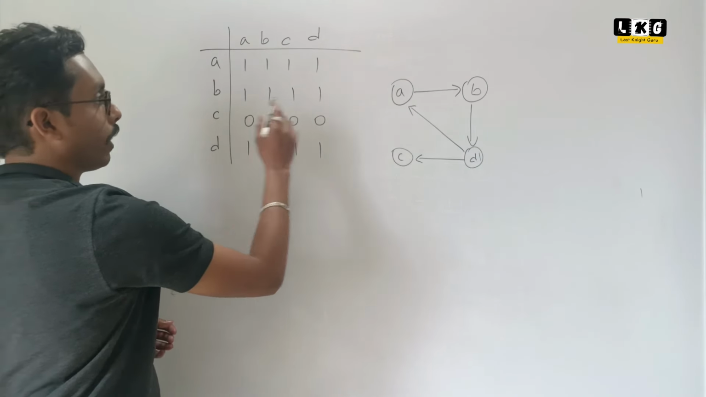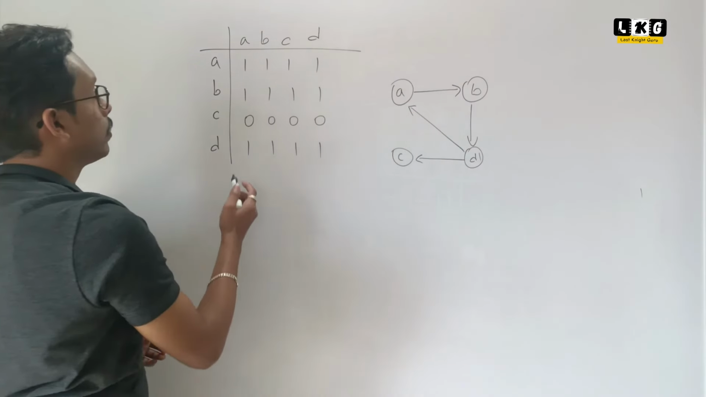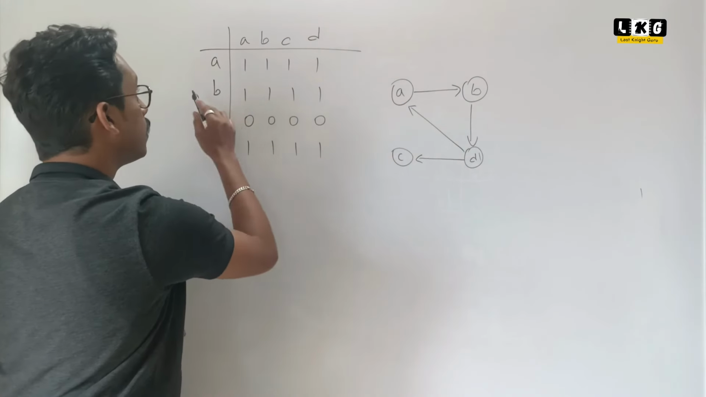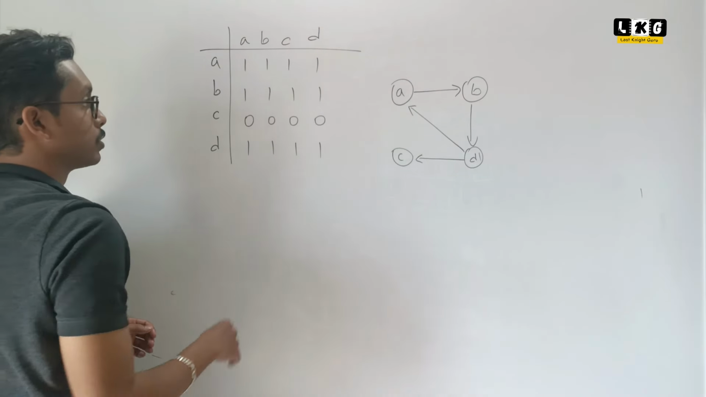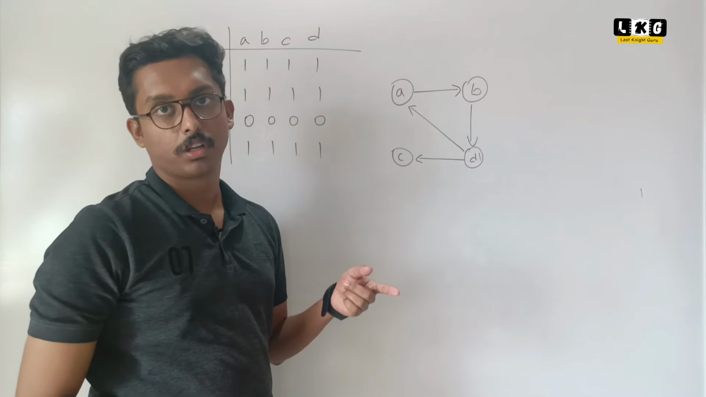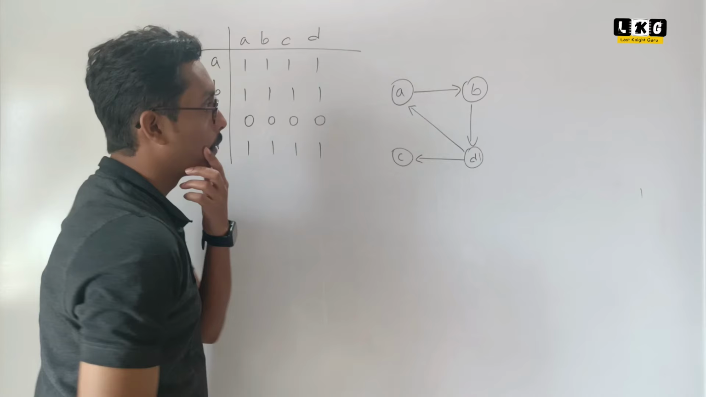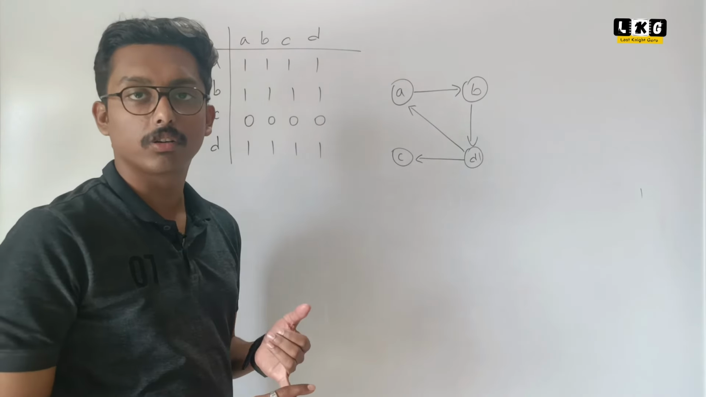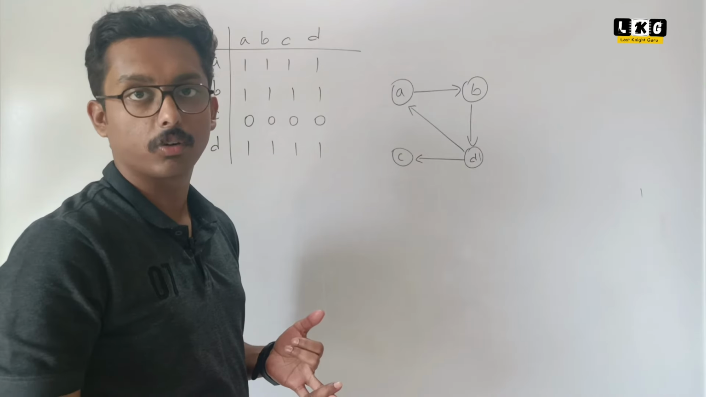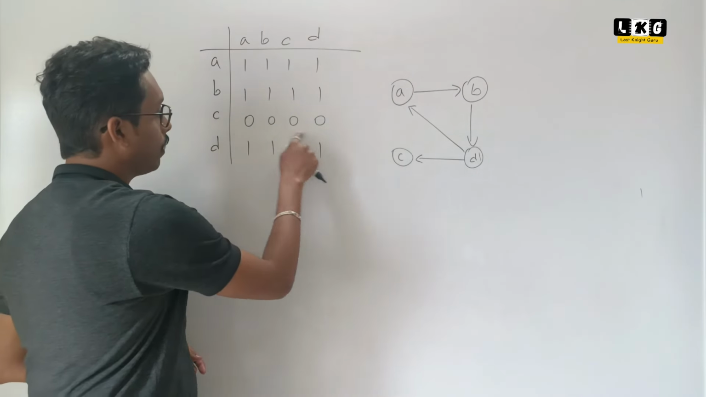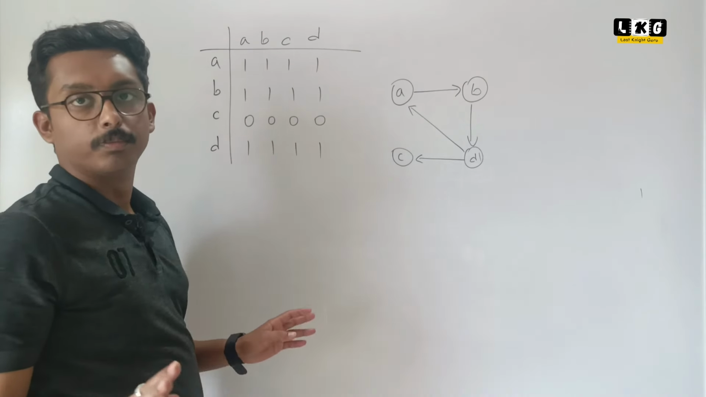What about B to A? Yes, B to A we can go. B to B? Yes, we can go. B to C? Yes. B to D? We have a direct route. No issues. See, here from C we are having all the zeros. Why are we having all zeros? Because from C we cannot go anywhere, whether it might be a directed route or an indirect route. We cannot go from C. Okay. So that is why the whole row from C is 0.